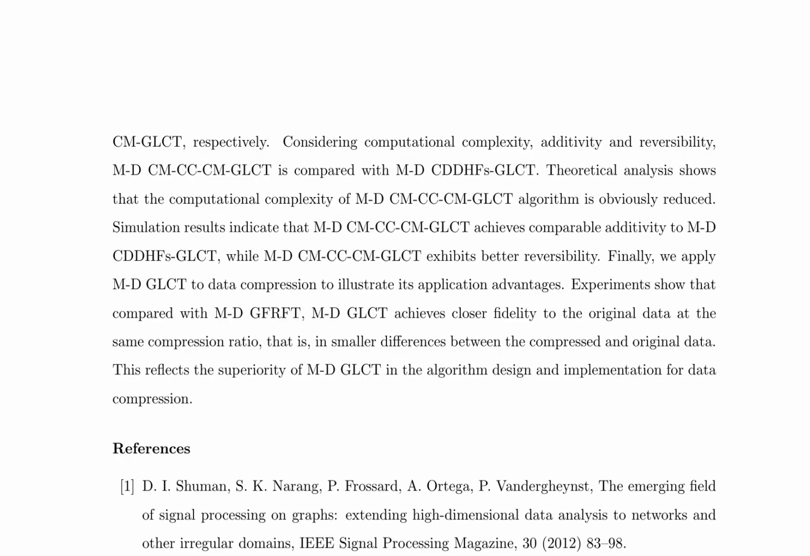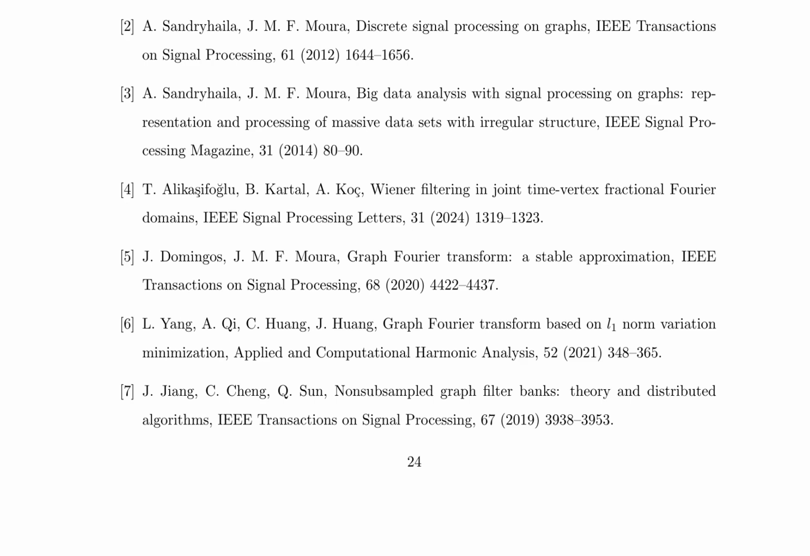The research paper compares two algorithms, M-D CM-CC-CM-GLCT and M-D CDDHFs-GLCT, analyzing their computational complexity, additivity, and reversibility. Theoretical analysis indicates that M-D CM-CC-CM-GLCT has reduced computational complexity compared to M-D CDDHFs-GLCT. Simulation results show comparable additivity between the two algorithms, with M-D CM-CC-CM-GLCT exhibiting better reversibility. The paper also applies M-D GLCT to data compression, demonstrating its advantages.